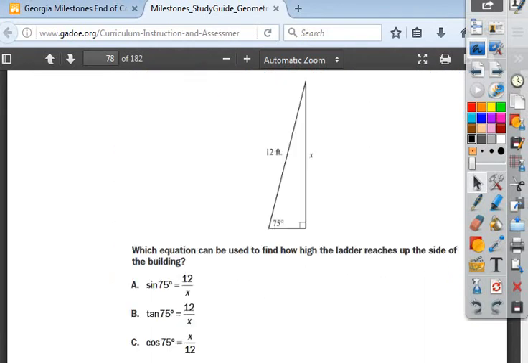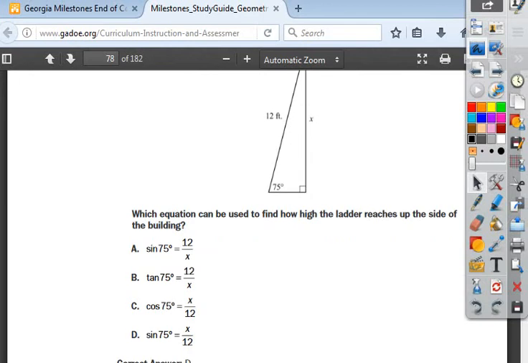Here, same deal. Look, they're not even asking us to solve it. It's come up with the rule that would work for this. So all I've got to do is figure out which rule would work. What is it? Sine, cosine, or tangent? Sine. Sine of 75 is equal to what over what? Because it's got two choices. X over 12. It would have to be x over 12 because where does the hypotenuse always go? On the bottom. Hypotenuse is always in the bottom.